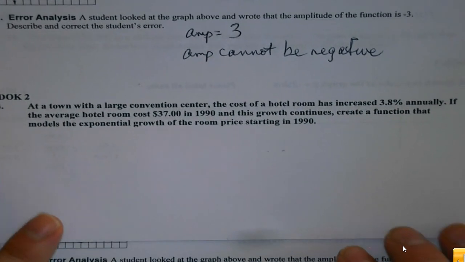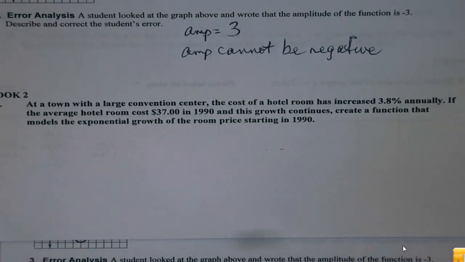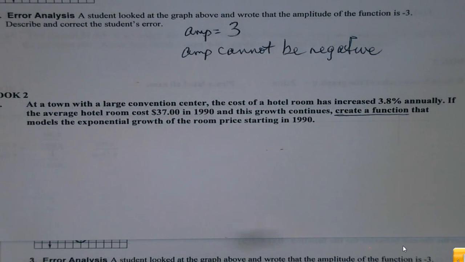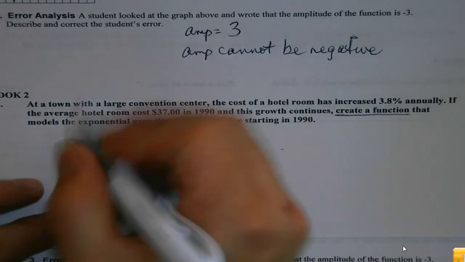In a town with a large convention center, the cost of a hotel room has increased 3.8% annually. If the average hotel room cost $37 in 1990 and this growth continues, create a function. Don't solve it, just create a function that models the exponential growth of the room price starting in 1990. Okay, this is where I got to dig a little bit into the memory bank here.